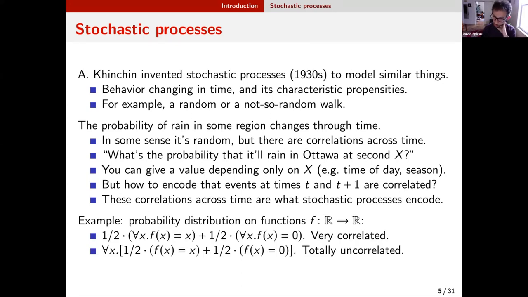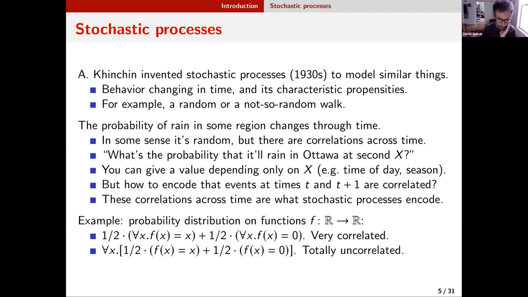So as an example, here are two different probability distributions on all functions from R to R. In the first one, there's a 50-50 chance: 50% of the time, f of x is just x for all x. So just imagine 50% of the time we're going to have just the diagonal line, and the other 50% of the time, we're going to have the y equals zero line. And those are completely correlated in the sense that if you notice that f of 3 is 3, then you know that f of 4 will be 4.